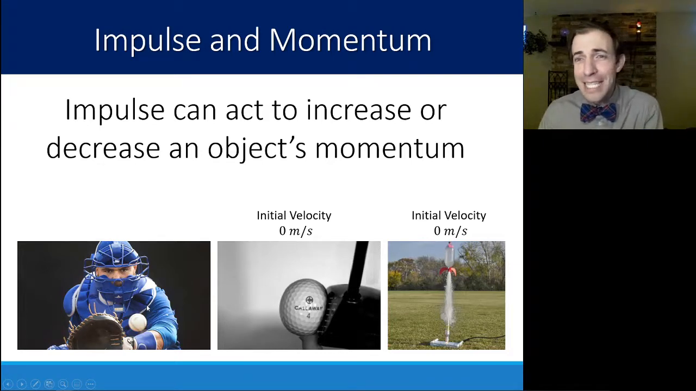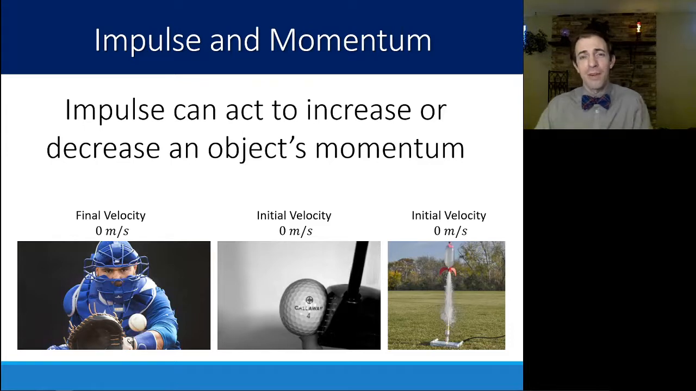But you can also decrease an object's momentum by bringing it to a stop. So like a catcher catching a baseball or a car running into a wall. Those are both examples of an object's momentum being decreased because of a force being applied over an amount of time.